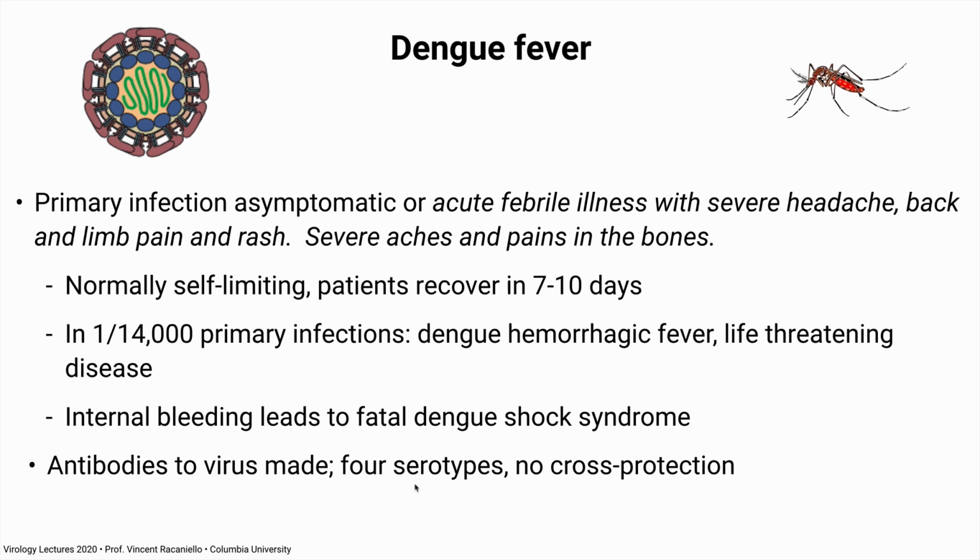So there are 4 different serotypes of the virus, and there's no cross-protection. So if you're infected with dengue 1, you make antibodies, you have a memory, and then when you get, say, infected with dengue 2, you make antibodies to dengue 1, but they do not neutralize dengue 2. So the protection is specific.